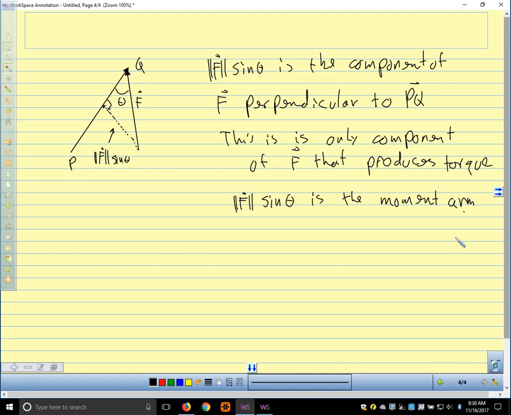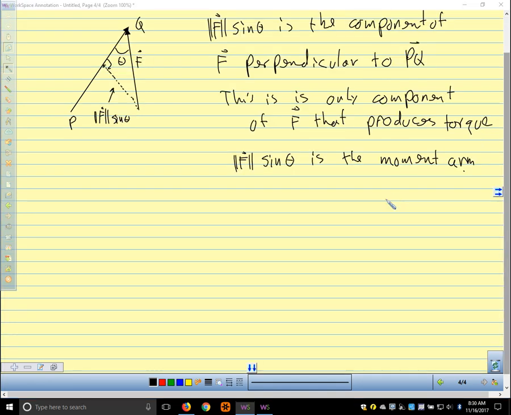All right. Questions about torque? Okay, let's do a quick torque example.